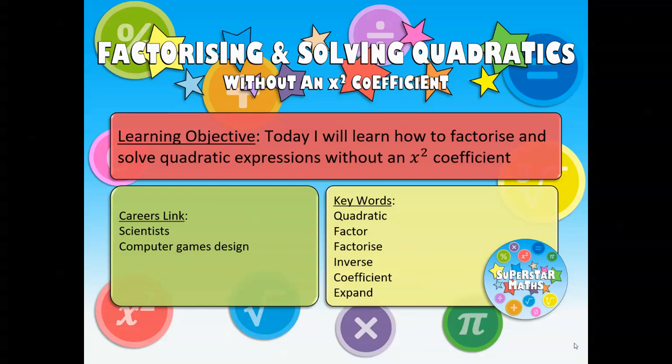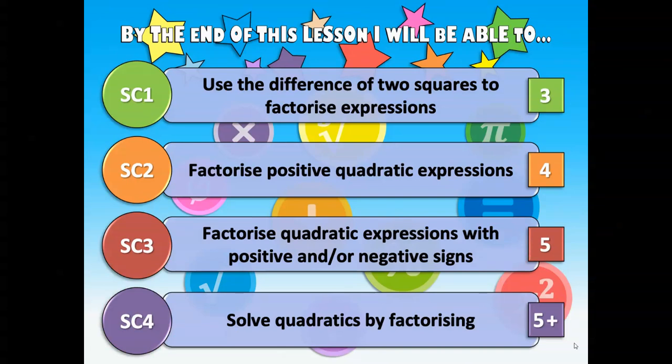Hi guys, welcome back. Today we are going to learn how to factorize and solve quadratic expressions without an x squared coefficient. We've got 4 success criteria, and the first one is to use the difference of two squares to factorize expressions.